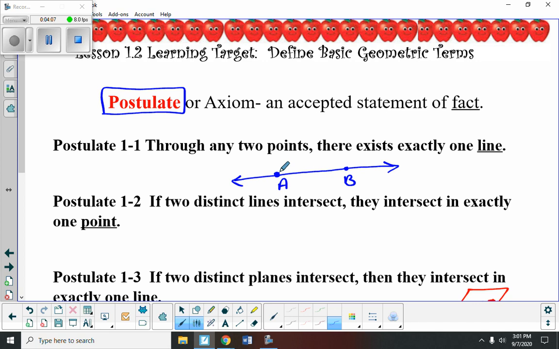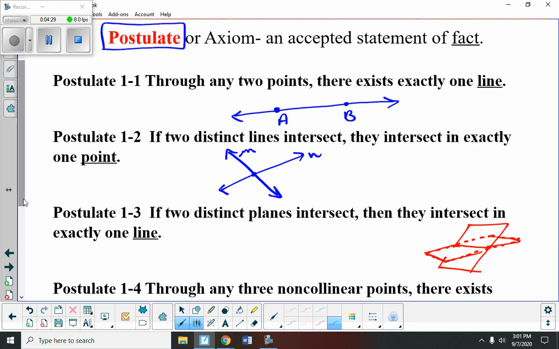The next one is a postulate that says if 2 distinct lines intersect, so let's call this line M, and here is line N. If they intersect, they will intersect in exactly 1 point right here, okay? There's no way you can draw those 2 lines so that they'll intersect in 2 points if they're distinct.